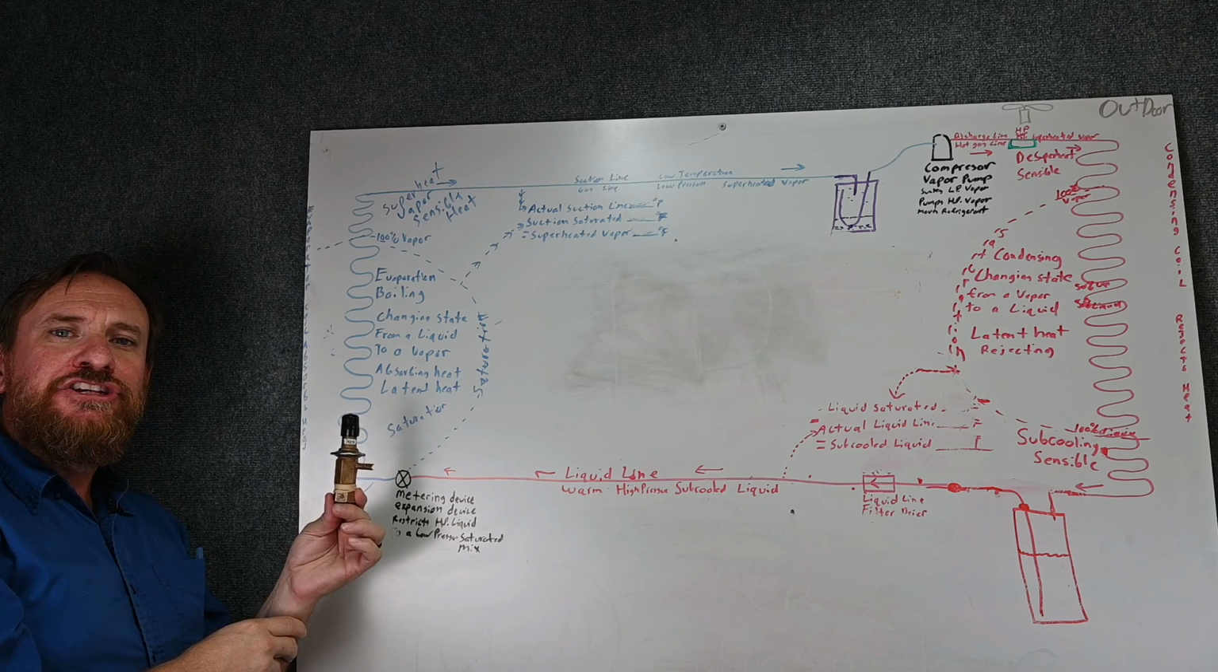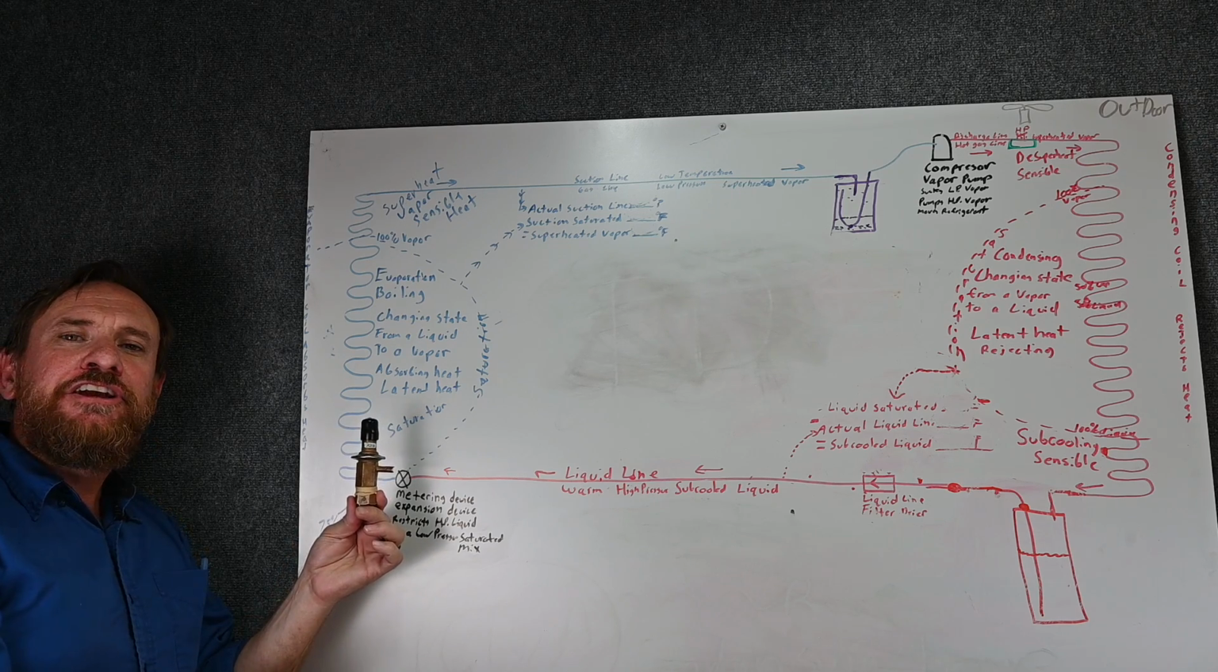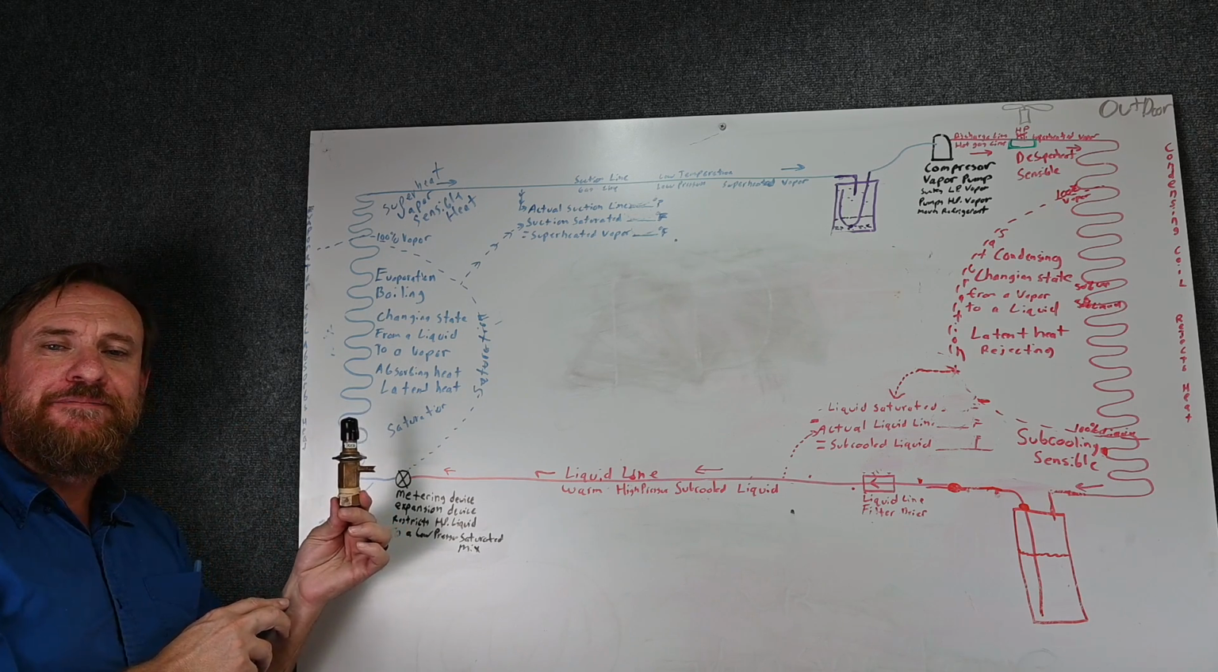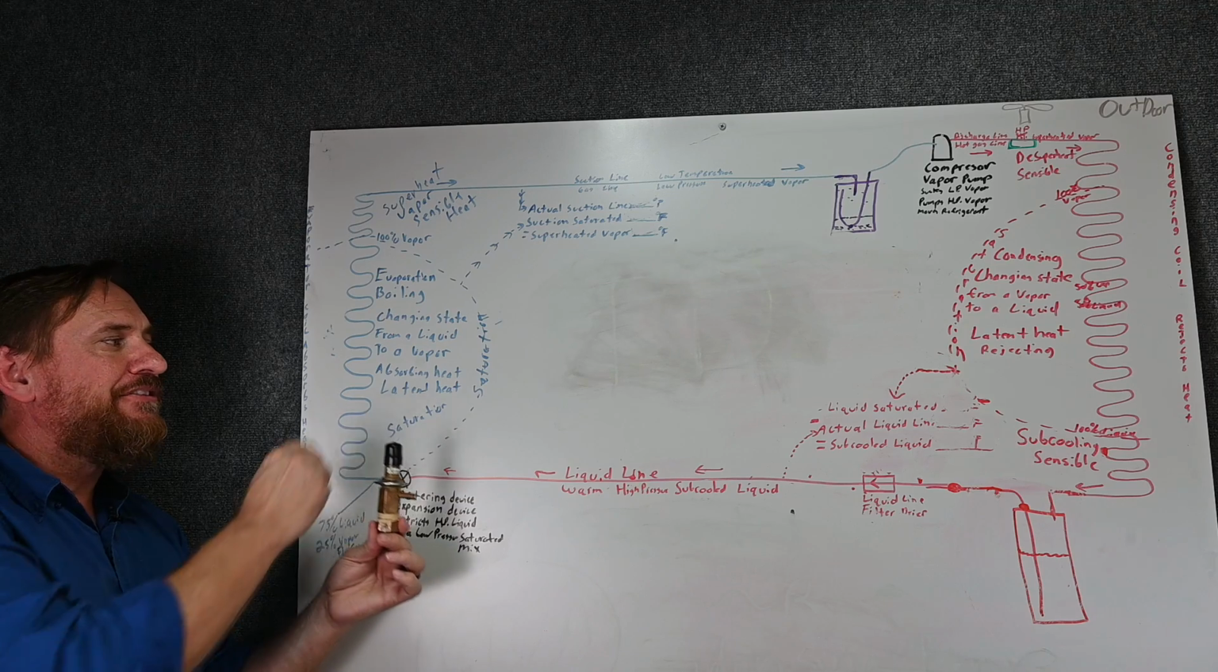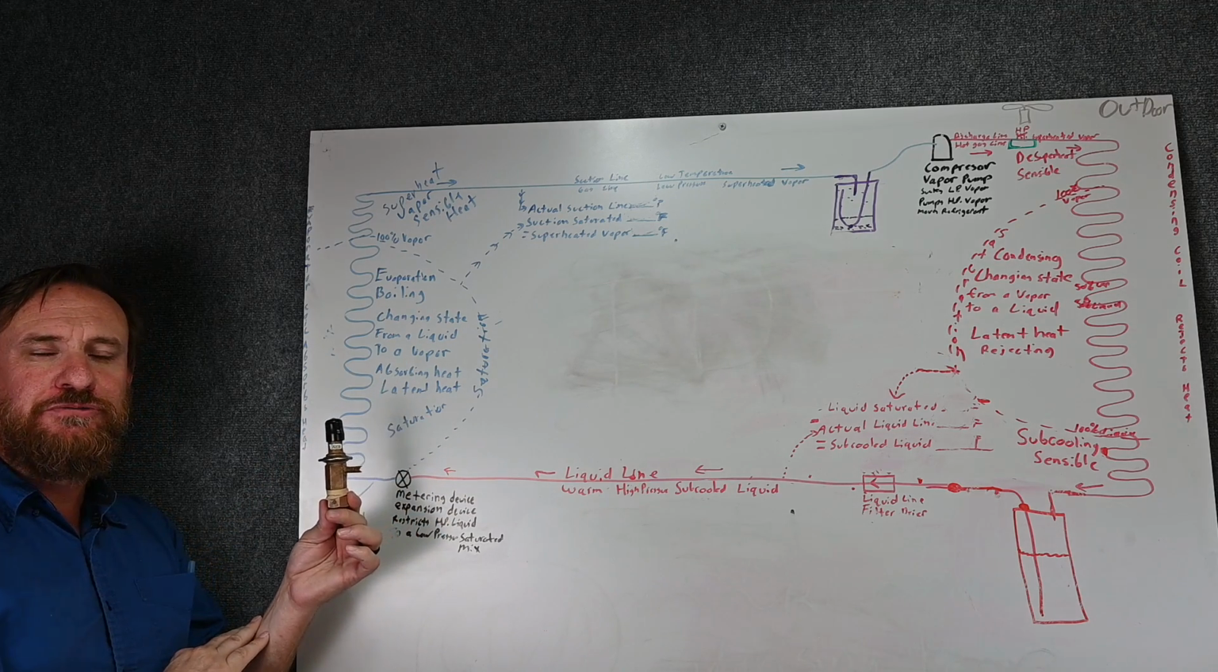Let's talk about a condition in the other direction. Let's say that the customer drops the temperature of their house down. The lower you drop the temperature in the house, the lower that suction pressure is going to drop as well.